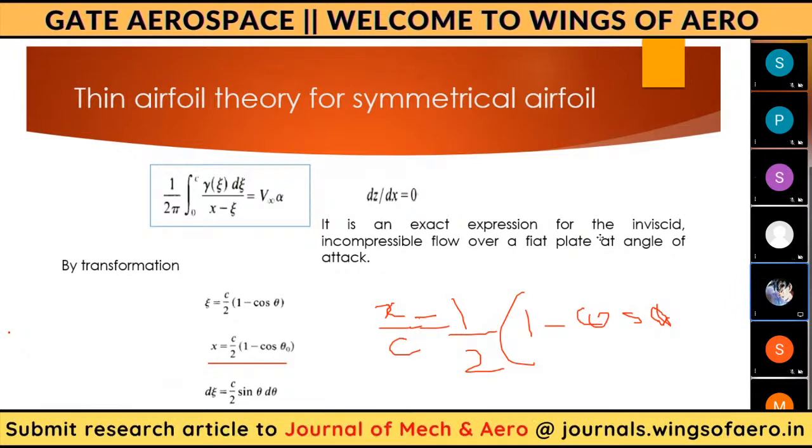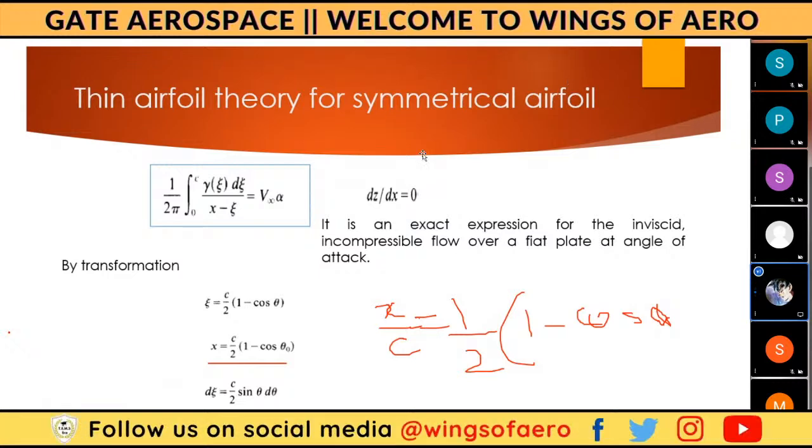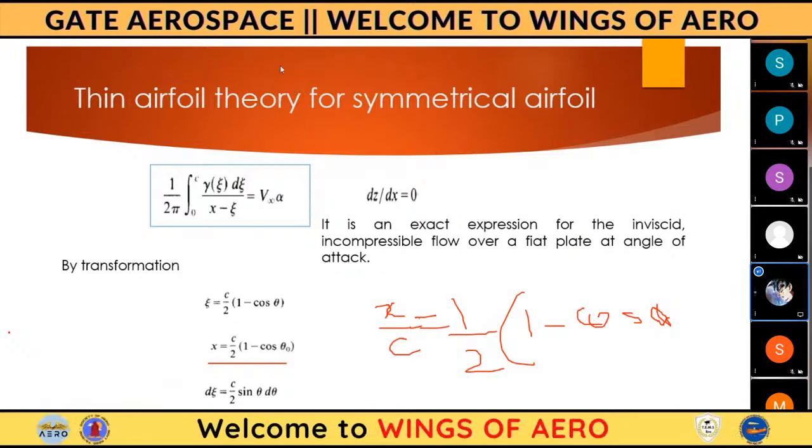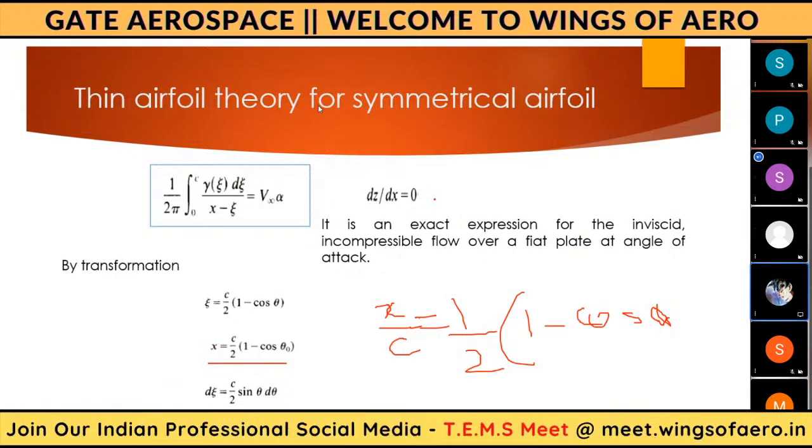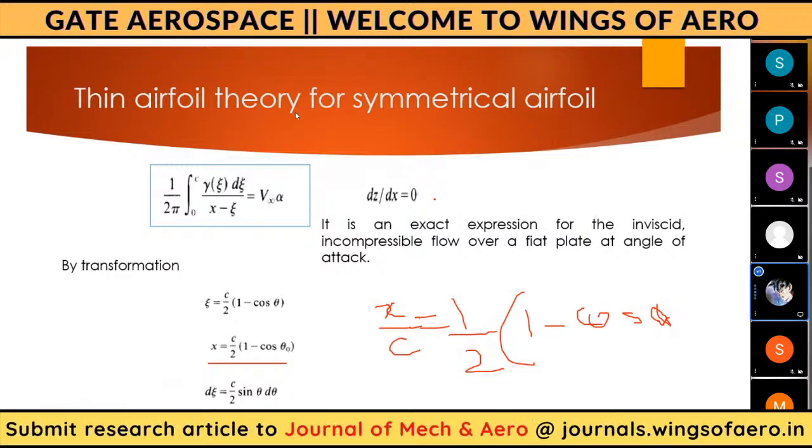Considering the first equation, sir? No need to consider the first equation. You just put the value in the equation x equal to c by 2 into 1 minus cos theta. Just substitute the x by c value in this equation. Sir, 78.46. Convert that into radians.